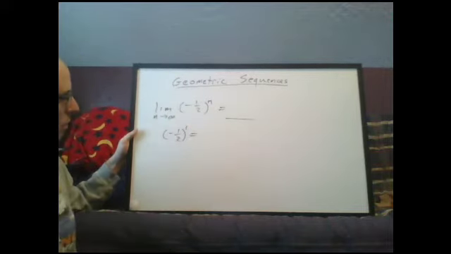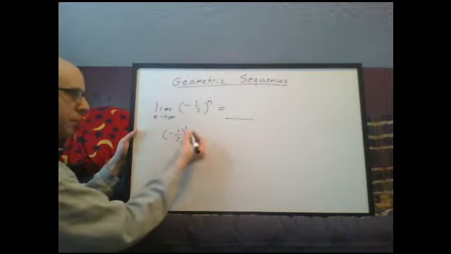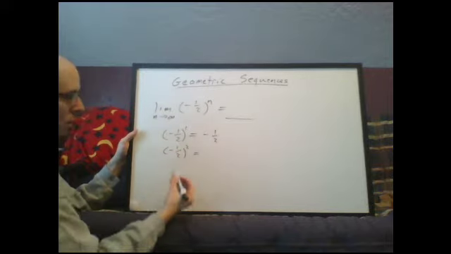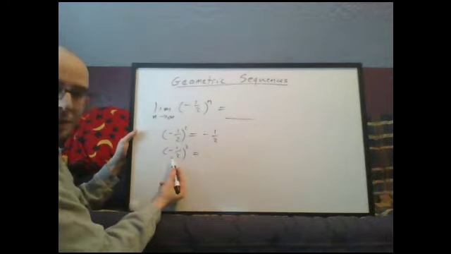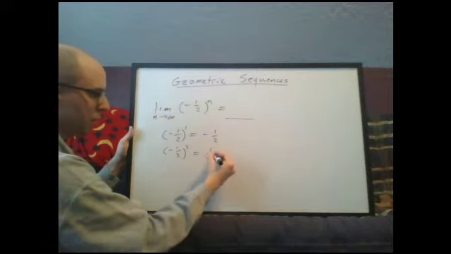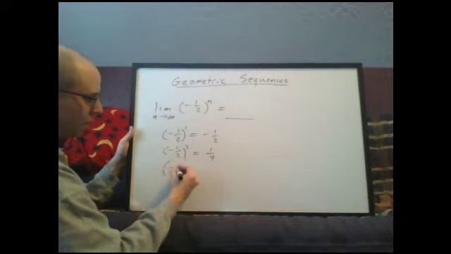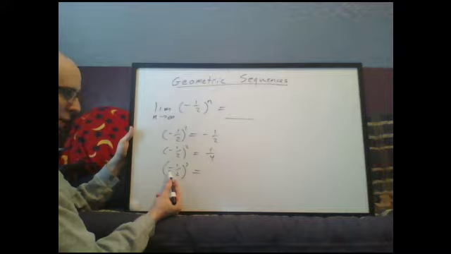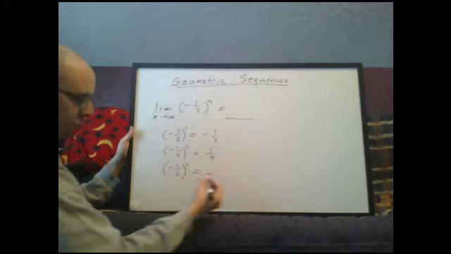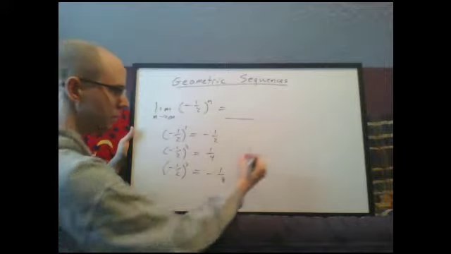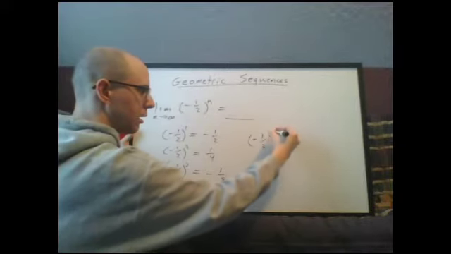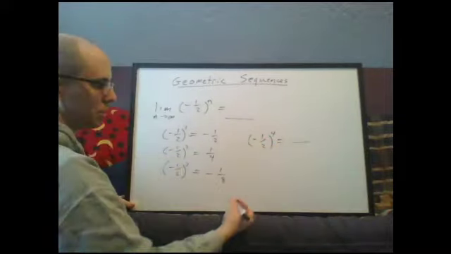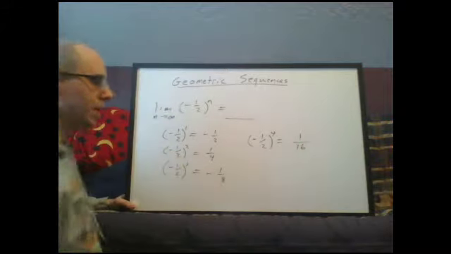So I'm just listing out some terms here. (-1/2) to the first power is -1/2. (-1/2) squared: since it's an even power, the minus signs will cancel and give us a positive. This will give us 1/4. (-1/2) cubed: since it's an odd power on the minus sign, it'll give us a negative output. 1/2 cubed would be 1/8. If we keep going, (-1/2) to the fourth, even power, will give us a positive output, and we'll have 1/16, and so on.